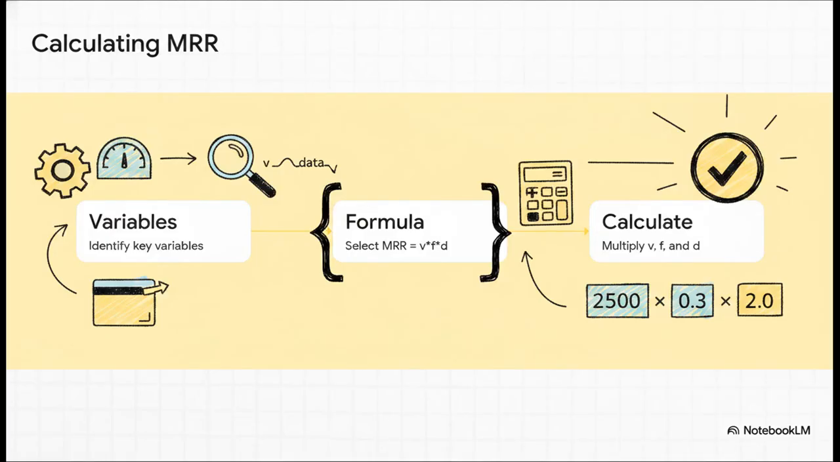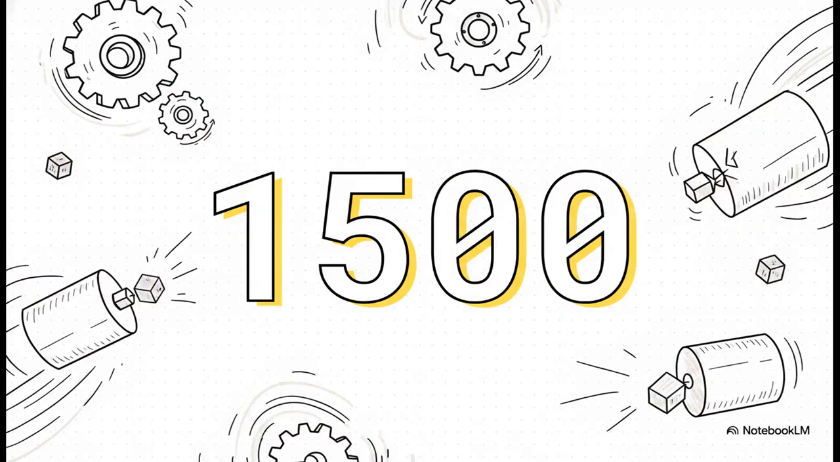Let's walk through the logic deliberately here. Step 1, we identified our 3 key variables right from the machine settings. Step 2, we selected the correct formula, MRR equals V times F times D. And step 3, we just do the math. Multiply 2500 by 0.3 by 2.0. And boom! That gives us our final answer, 1,500 cubic millimeters per second.